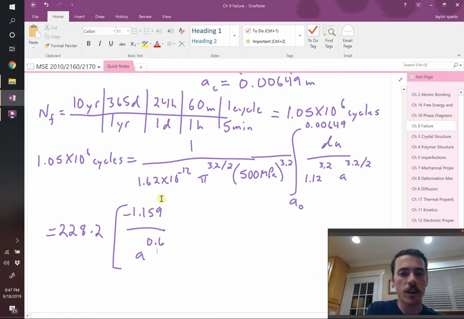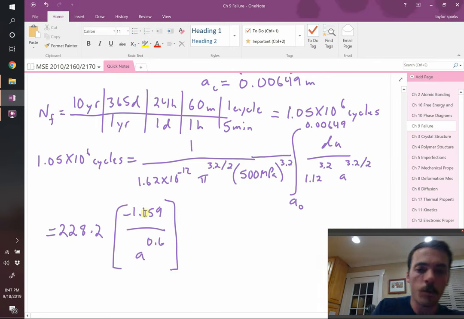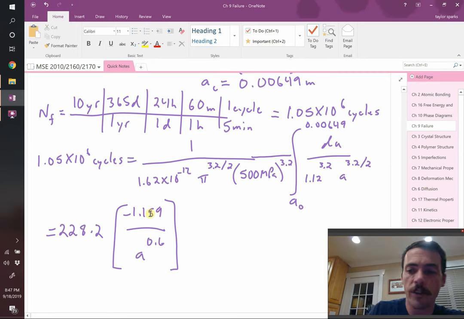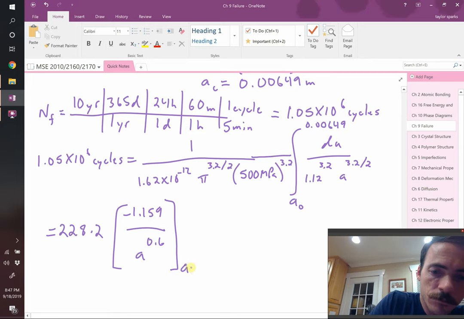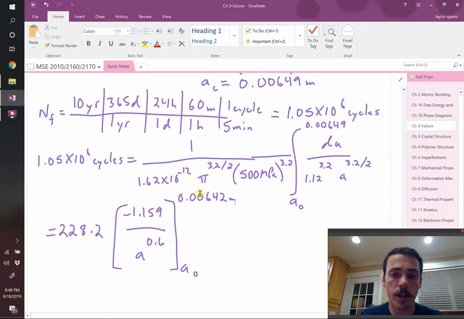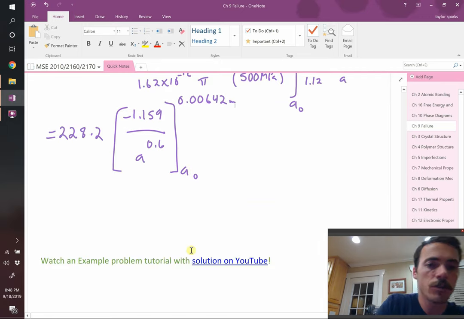So where did this negative 1.159 come from? We plugged in 1.12, we raised it to 3.2 power, and we multiplied that by 1 over negative 0.6, right? That's what gives this number. We're going to evaluate that integral from a naught all the way up to 0.00642 meters, okay? So now we can go ahead and plug in this number in for a, and then we plug in this number and we subtract the two. So let's go ahead and do so.